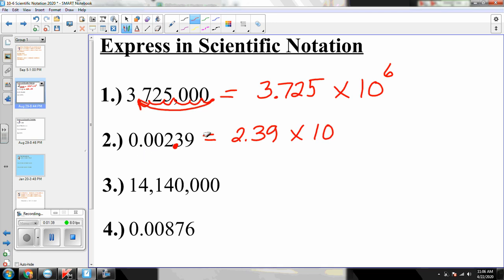Well, the exponent is how many places I moved. I started with my decimal point here and I went 1, 2, 3. But the exponent's going to be a negative 3 because 0.0239 is a number smaller than 1.